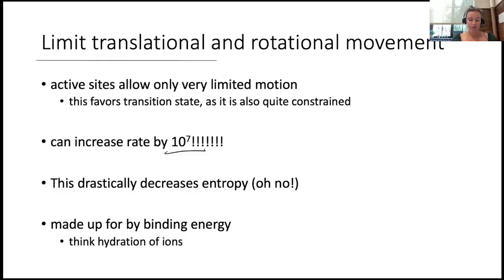Now you might be thinking to yourself, oh no, but if we hold on to things and they can't move, then the entropy is decreased. But that is all right. Overall, this is still favorable. We'll still have a favorable Gibbs free energy because of all of those favorable interactions happening in the binding site, right? Think some type of electrostatic interaction, maybe some hydrogen bonding, or if it's nonpolar, maybe just a bunch of London dispersion forces.